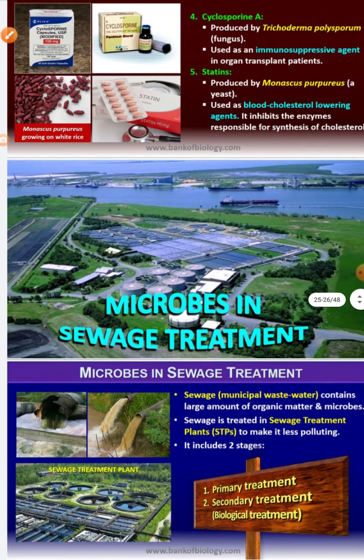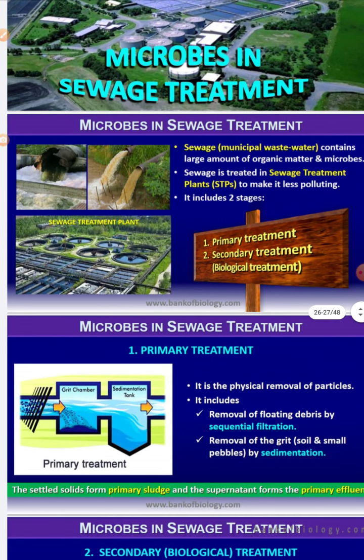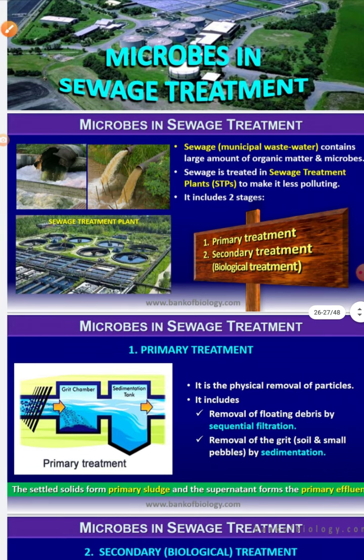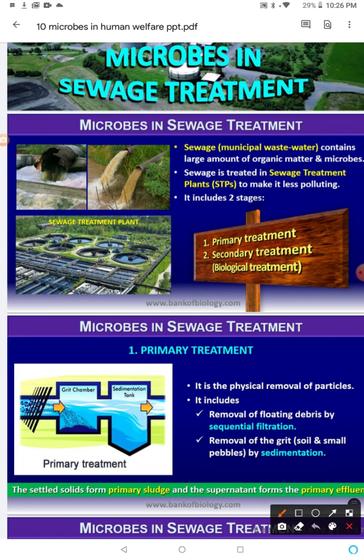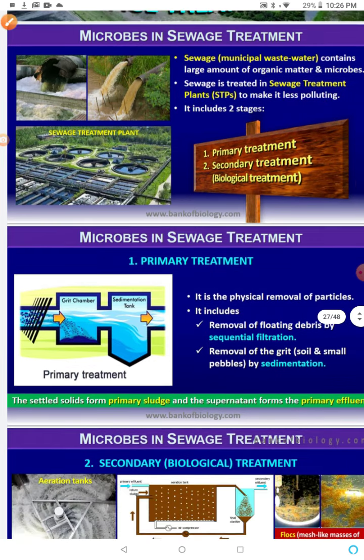Now, microbes in sewage treatment plants. Sewage, or municipal wastewater, contains a large amount of waste organic matter and microbes. The sewage is treated in sewage treatment plants, STPs, to make it less polluting, and it includes two stages: primary treatment and secondary treatment. What happens during primary treatment?